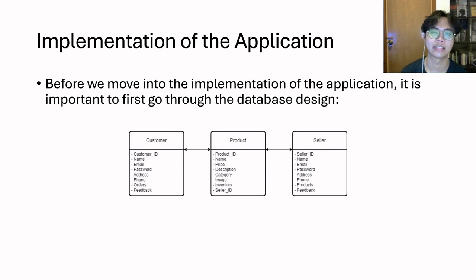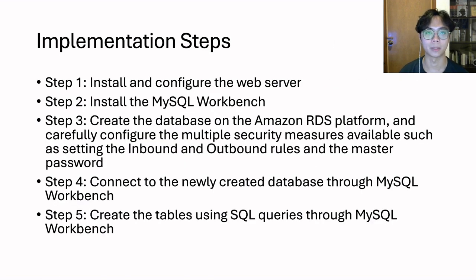So now, let's get into the implementation of the application. But before we actually move into the implementation part of the application, it is important that we first go through the database design. As you can see here, we have three tables named customer, product, and seller. Each of them has slightly different values to ensure that the data stored in the respective table is the appropriate data that we actually need to store. Now onto the implementation steps.